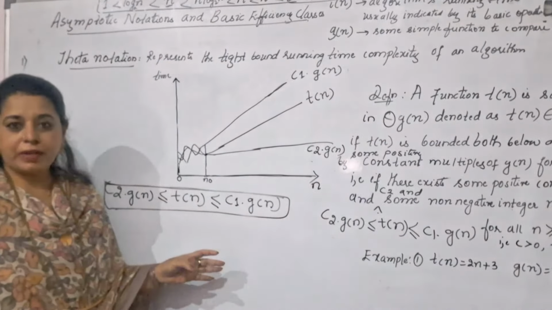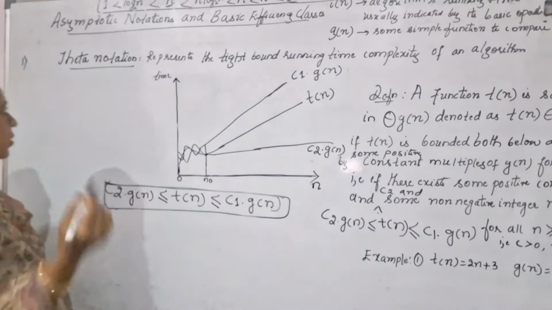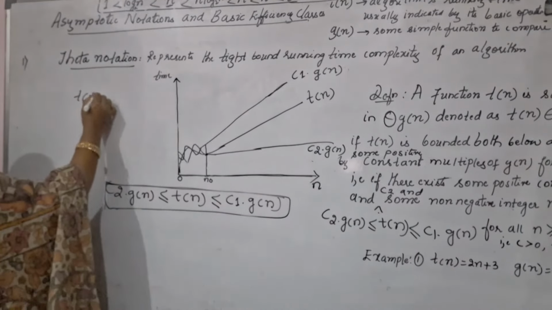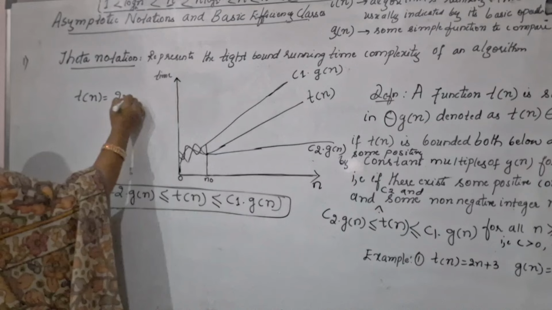Now we need to check with an example. We'll take the same example that we had taken for the earlier cases also. Given t of n, which is 2n plus 3.